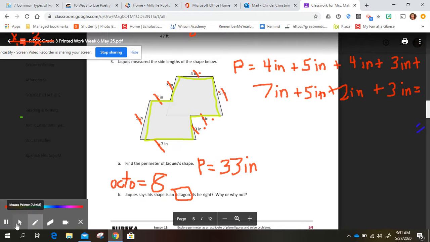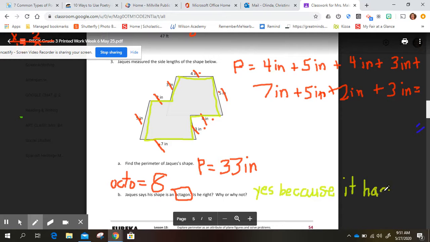And so is his shape an octagon? The answer would be yes, because it has 8 sides.